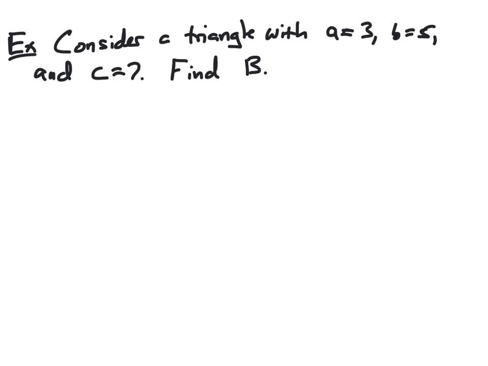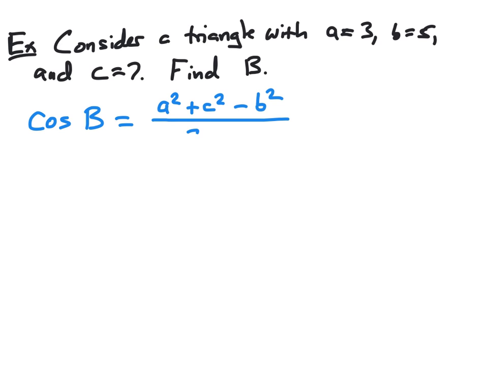For another example, let's consider a triangle with side lengths a equal 3, b equal 5, and c equals 7. And we'd like to find angle B. In this case, since we want to find an angle, we're going to use one of the second set of versions of the law of cosines, and in particular the one that is solved for the cosine of angle B, since that is the angle that we want to compute. The rest of that formula is a squared plus c squared minus b squared, all over 2 times a times c. Notice that all of the side lengths here are given, and we can easily fill in the formula on the right-hand side of this equation.